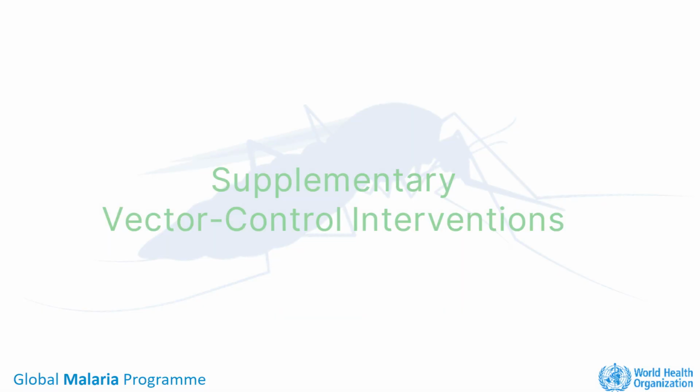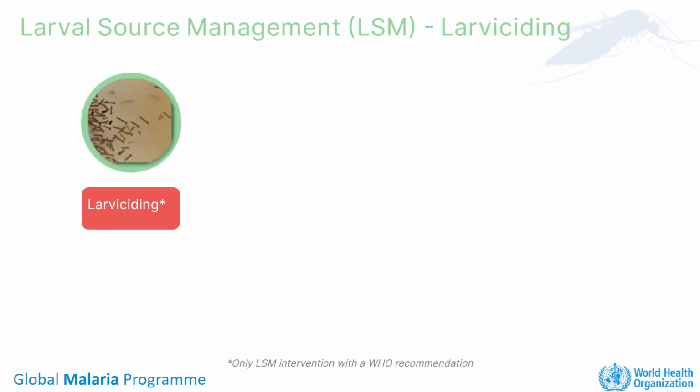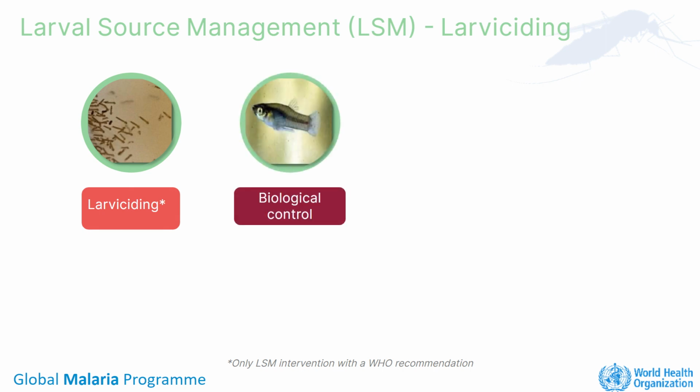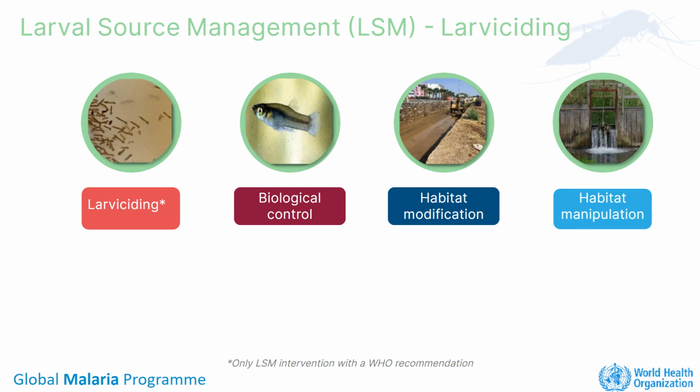There are currently 2 vector control interventions recommended by WHO that are considered supplementary to ITNs or IRS. LSM is an umbrella term that includes 4 different strategies. Larviciding, the regular application of biological or chemical insecticides to water bodies. Biological control, the introduction of natural predators into water bodies. Habitat modification, a permanent alteration to the environment, such as drainage canals. And habitat manipulation, a recurring activity such as flushing of streams.